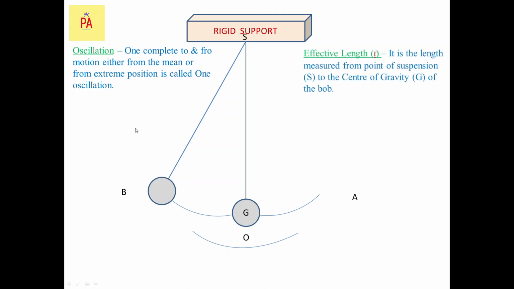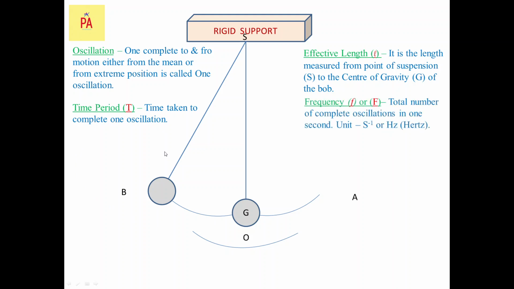So effective length I have already discussed. It's the length measured from the point of suspension, that is S, to the center of gravity of the bob. Next comes time period. Now, as you have understood what one complete to and fro is, from any of the extreme positions, from B to B, or from A to A, or from G to G, the time taken to complete one oscillation is called the time period of the simple pendulum.